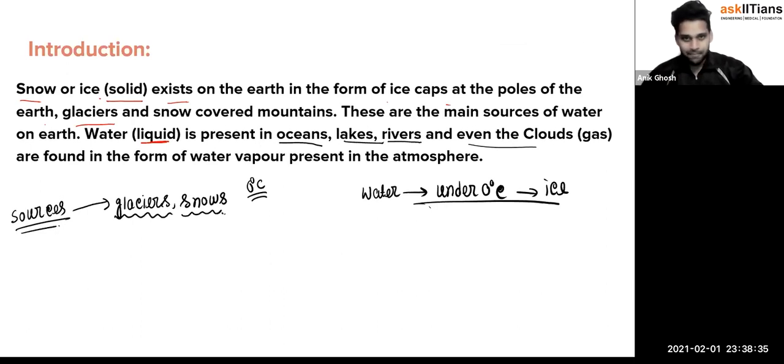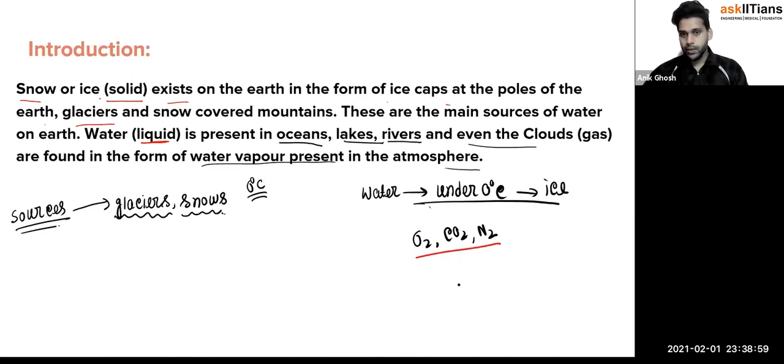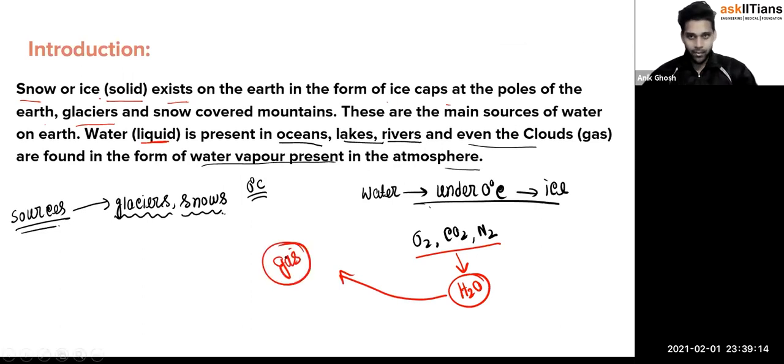Fine, stay with me. One more thing, water is also found as water vapor present in the atmosphere. So we know that in the atmosphere there are gases, there are oxygen gases, carbon dioxide gases, nitrogen gases, isn't it? There we would be able to find water as well, but not in the form of ice and not in the form of liquid, but in the form of gas only. Fine, getting my point? So that was all about the sources.